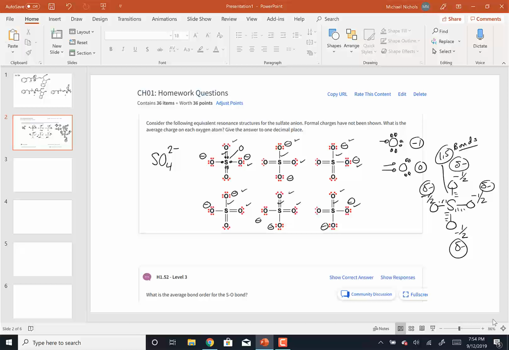So down here when it says what's the average bond order for the SO bond, it would be 1.5. So in this problem they're looking for an exact numerical answer. And so the charges on the oxygens would each be -0.5, and then the SO bonds would each be exactly a bond and a half.